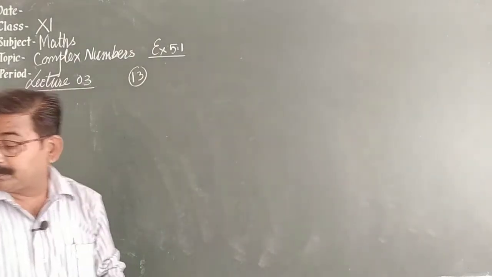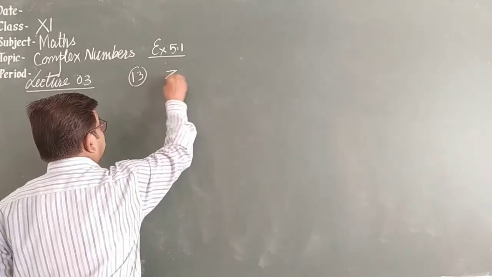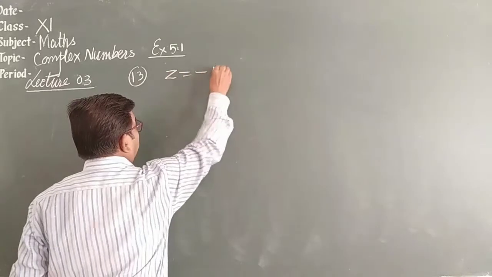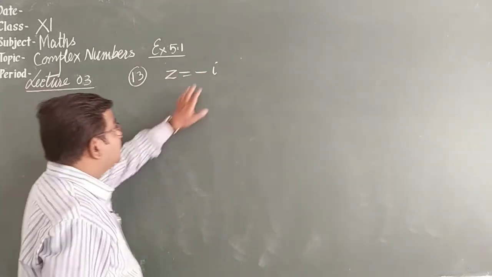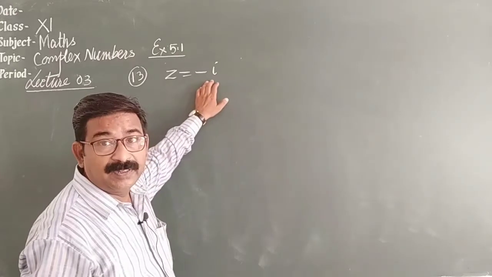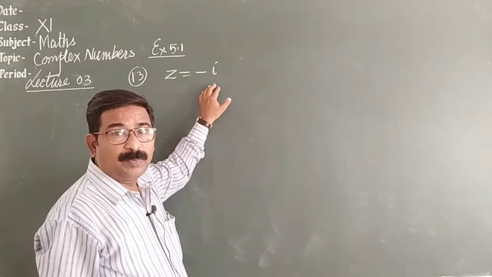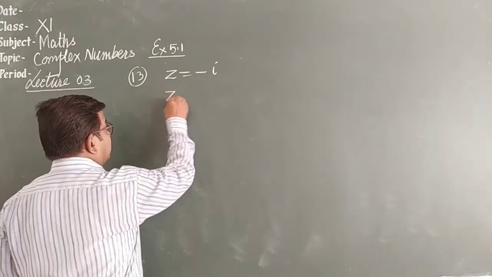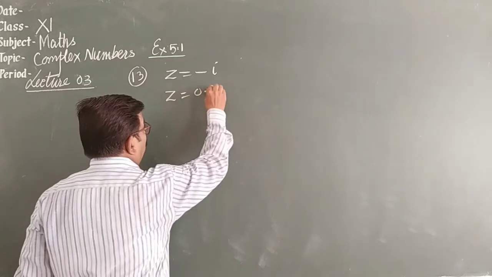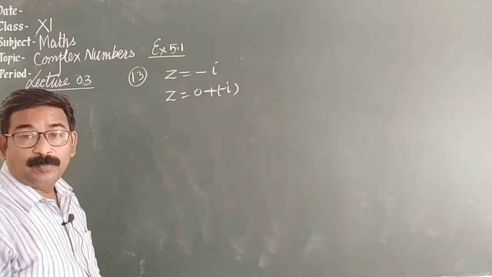Thirteenth question, z is equal to minus i. Now let's see. First change this into a complex number, as only the imaginary part is given. So what to do? Write its complex form, that is real part is 0. So we can write z is equal to 0 plus minus i. This is the form of a complex number.